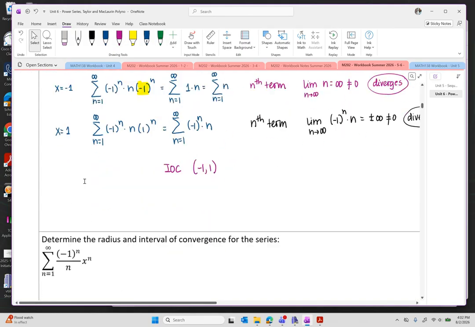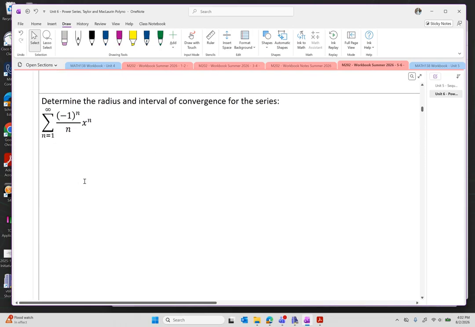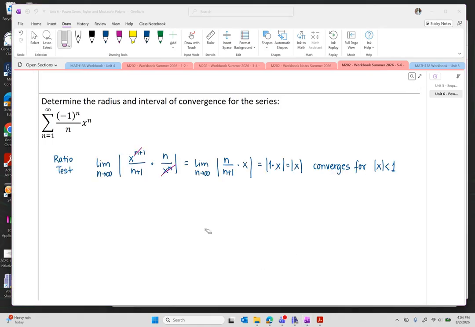Let's do another example. We want to determine the radius and interval of convergence for the series (-1)^n over n times x^n. I'm going to start with the ratio test. So remember that I will not use the sign change because eventually it will be +1. So I'm looking for the ratio of two consecutive terms.